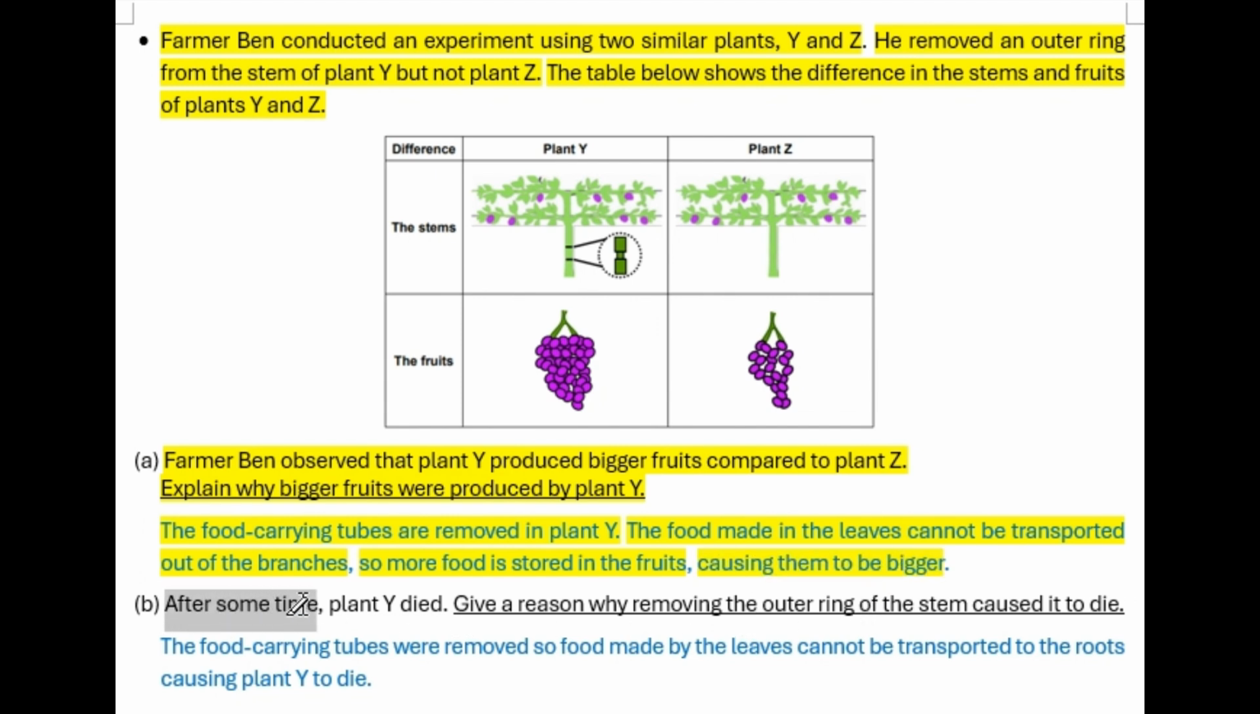B. After some time, plant Y died. Give a reason why removing the outer ring of the stem caused it to die. The food-carrying tubes were removed so food made by the leaves cannot be transported to the roots, causing plant Y to die.